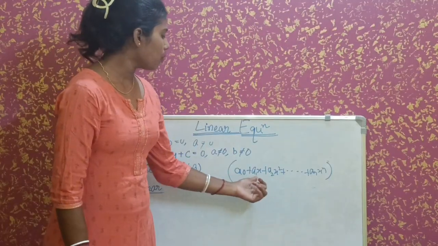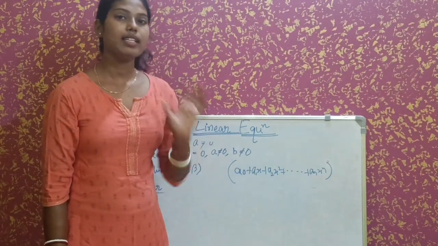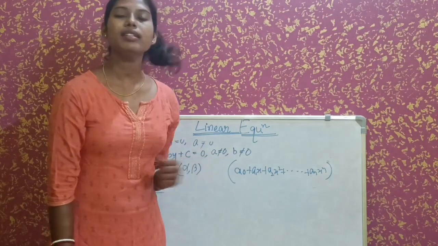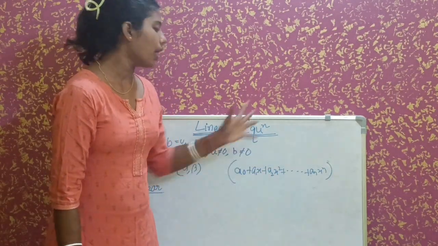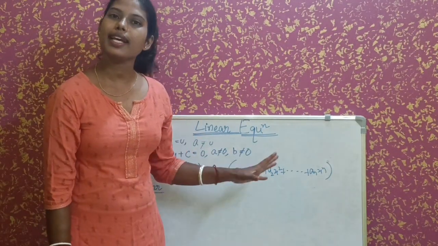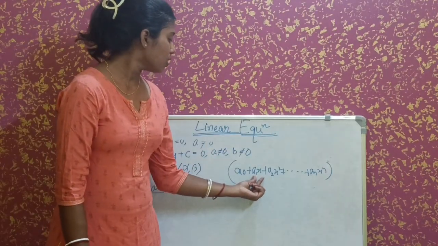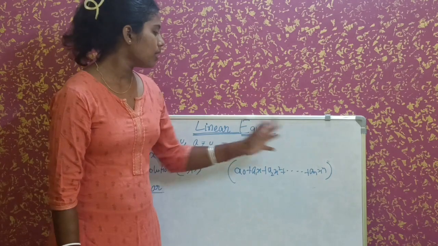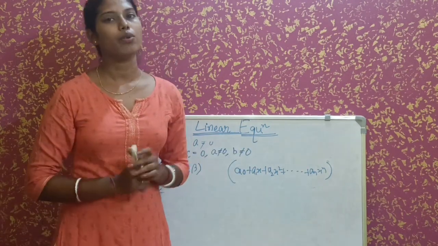What are a0, a1, a2 and an? They are real numbers, and x is the variable. Here I have taken only one variable, which is x. Here the power of x is 1, here the power of x is 2, and so on. So this is the general form of a polynomial.